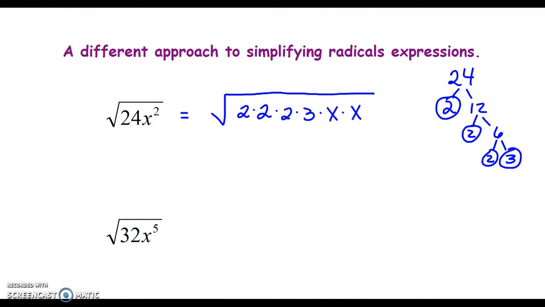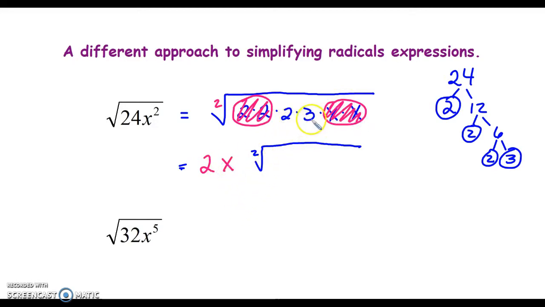What's your index on a square root? That's 2. So that's telling you that you have to group up identical things under the radical sign in pairs in order for it to come out as a single. Okay? So we have a pair of 2's here. So those will come out as a single 2. And we have a pair of x's. That pair of x's comes out as a single x.